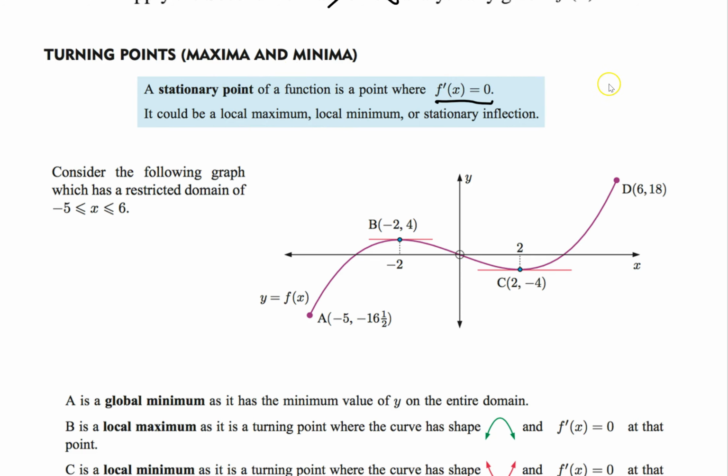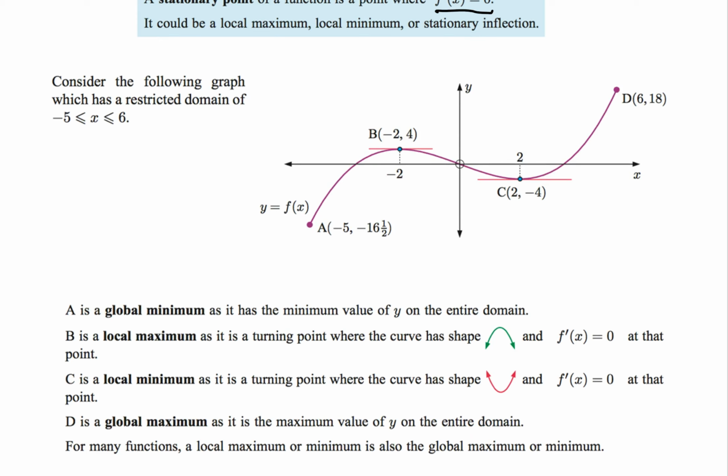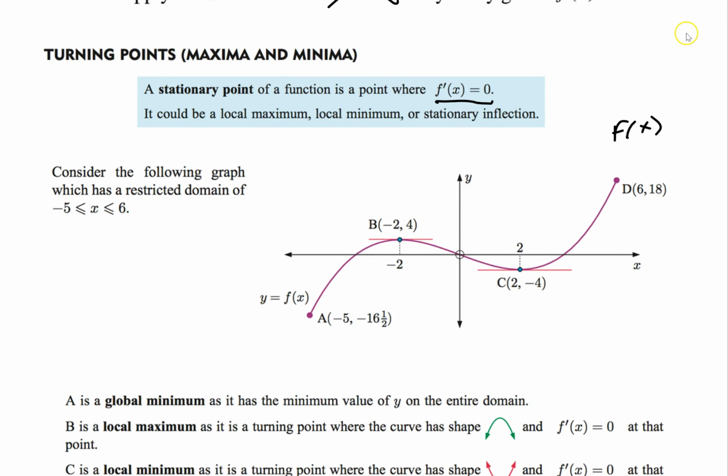Here's our graph of f of x, a basic f of x graph. Remember how we figured out where the derivative equals 0? It's all the tangent lines. So here, a horizontal tangent line, and here. The point of a stationary point is, if the derivative equals 0, it's either going to be a local max, a local min, or a stationary inflection. We'll talk about that more in a second. Those are your options. So when the derivative equals 0, you have three options: local max, local min, or stationary inflection.